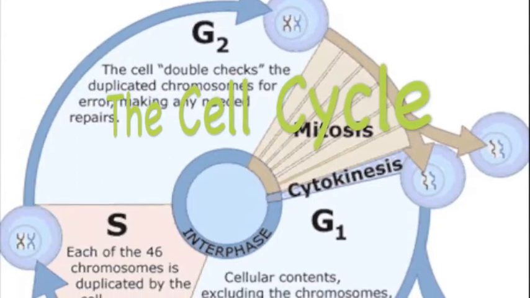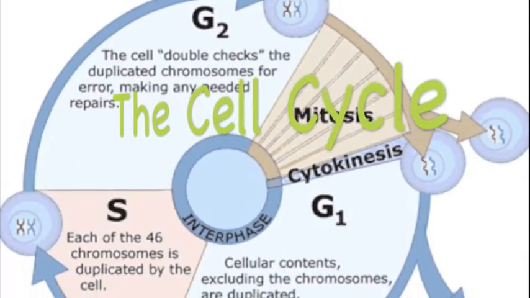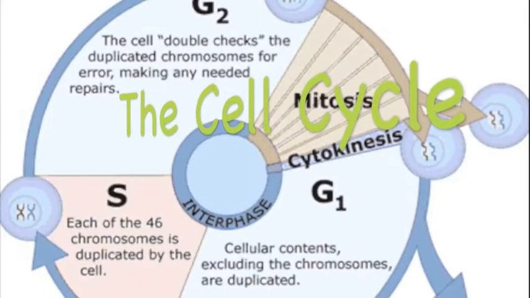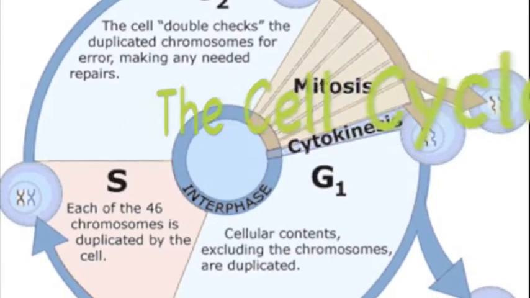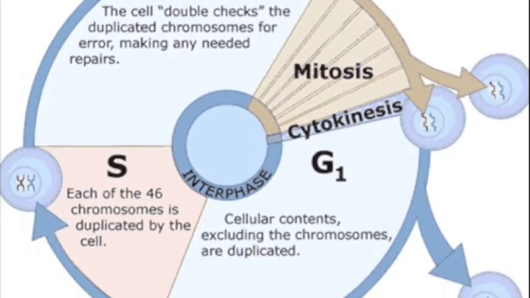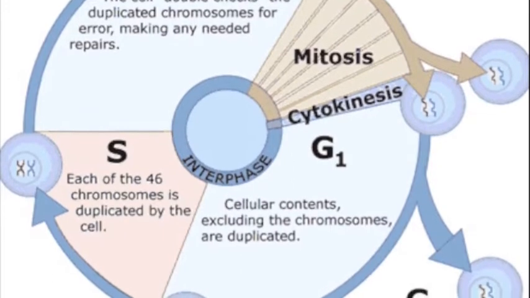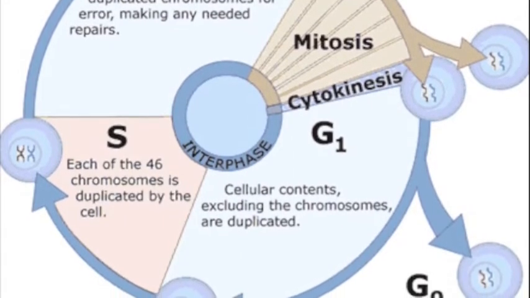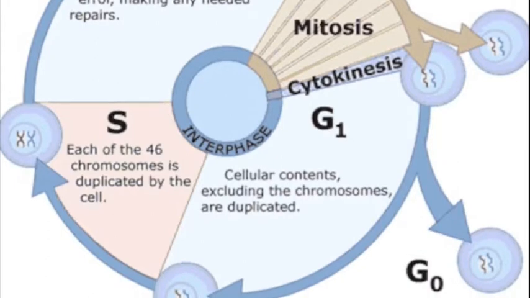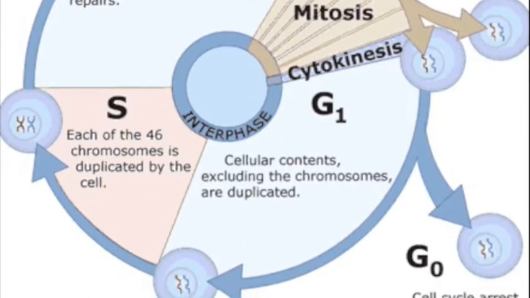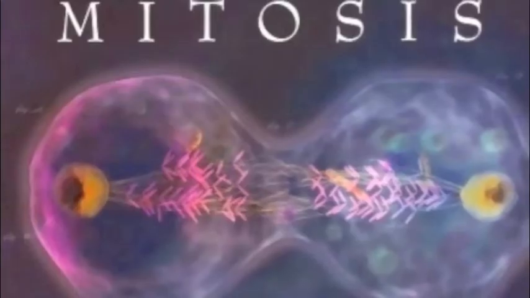The cell cycle begins with interphase. It is the longest phase of the cycle. It consists of three steps: G1, when the cell prepares to replicate the DNA, S, when the DNA is replicated, and G2, when the cell prepares for division. Importantly, during the S phase, each chromosome is replicated and paired with an identical sister chromatid.